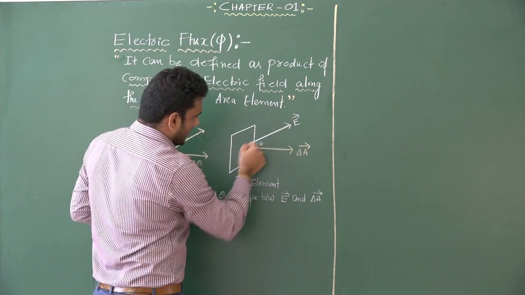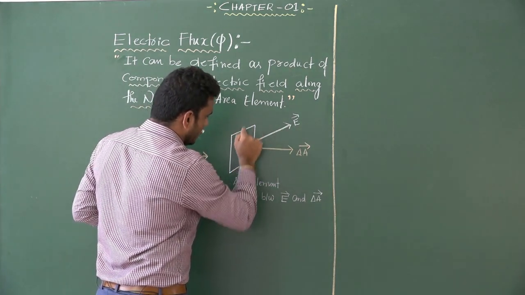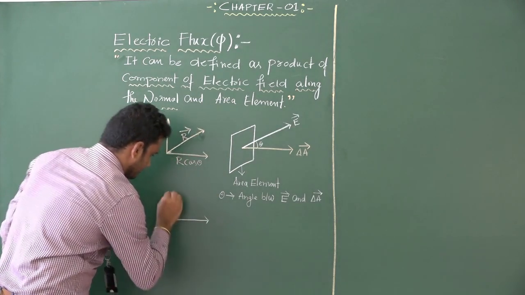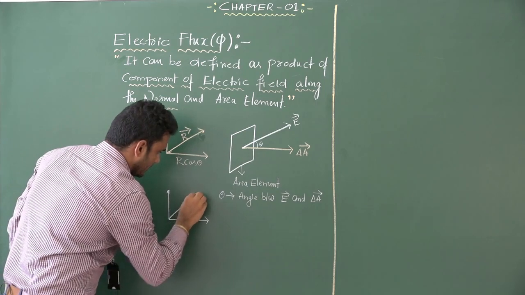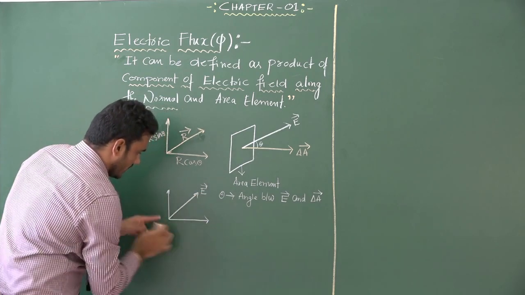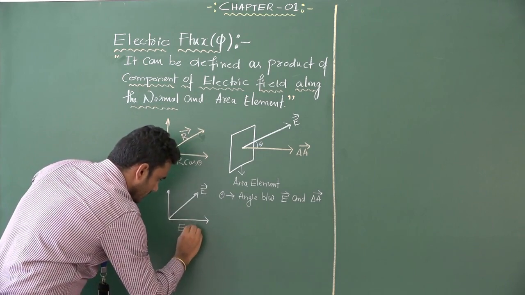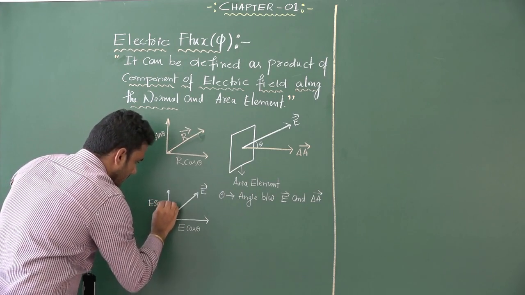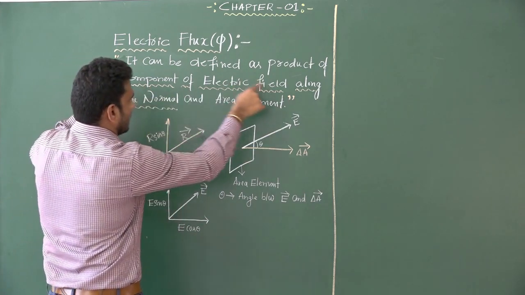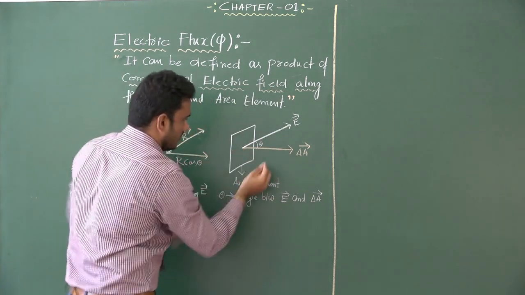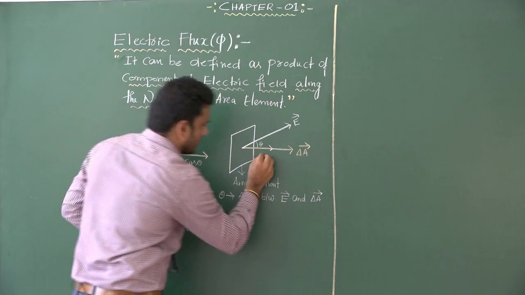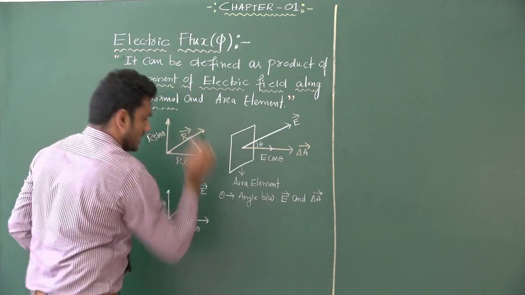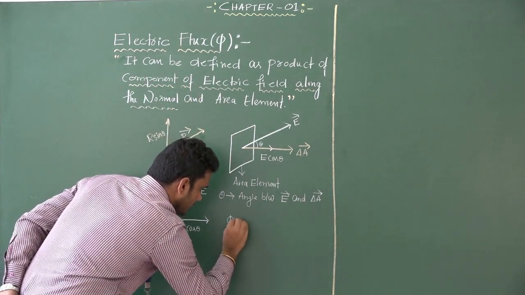Similarly, here the electric field is resolved into two components. Along horizontal E cos theta, along vertical E sin theta. So here the component of electric field along the normal means along the normal. According to this diagram, E cos theta is the component along the normal. So by using this statement, we can write the equation for electric flux.